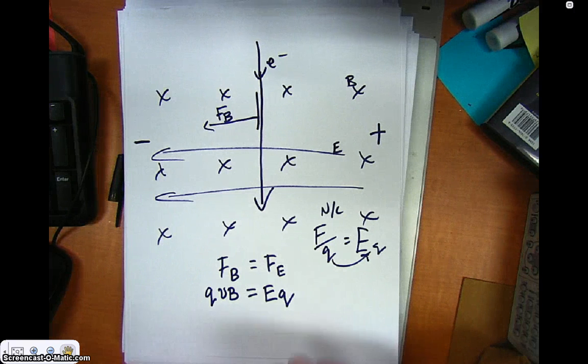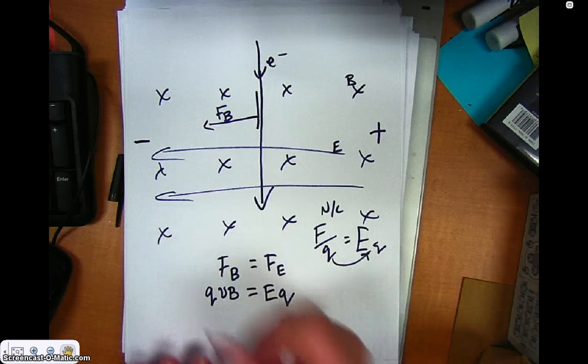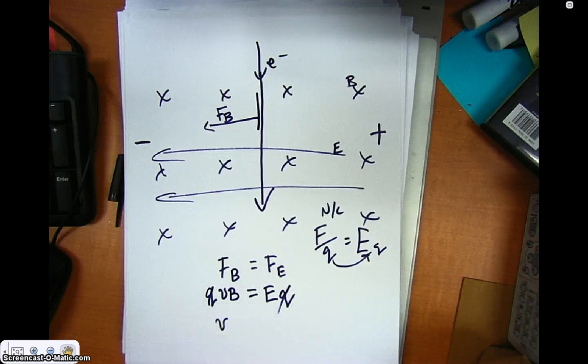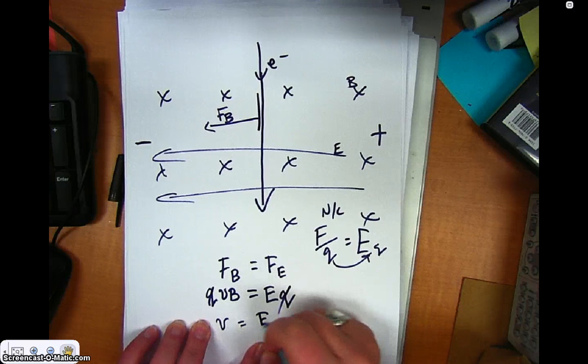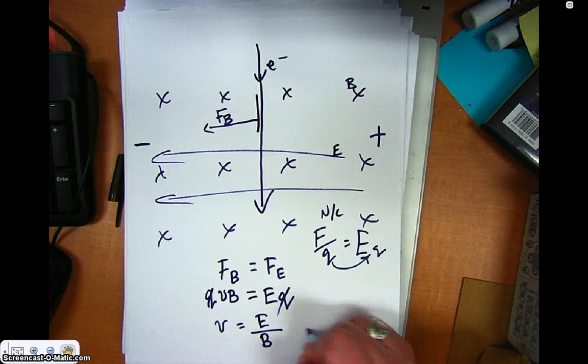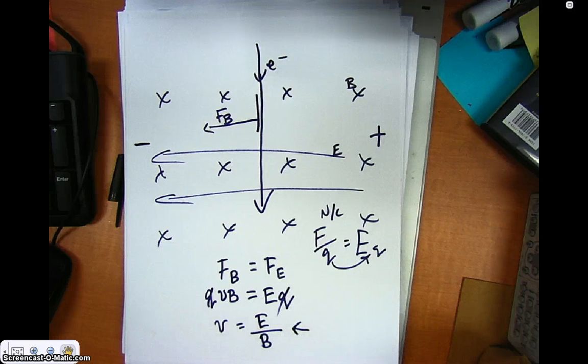Let's solve this a little bit. The Q's go away. And we can see that the velocity that the charge would travel would simply be a ratio of the strength of the electric field to the magnetic field, v = E/B. This is an important concept to remember and can be easily applicable on a lot of multiple choice questions and also free response style questions.